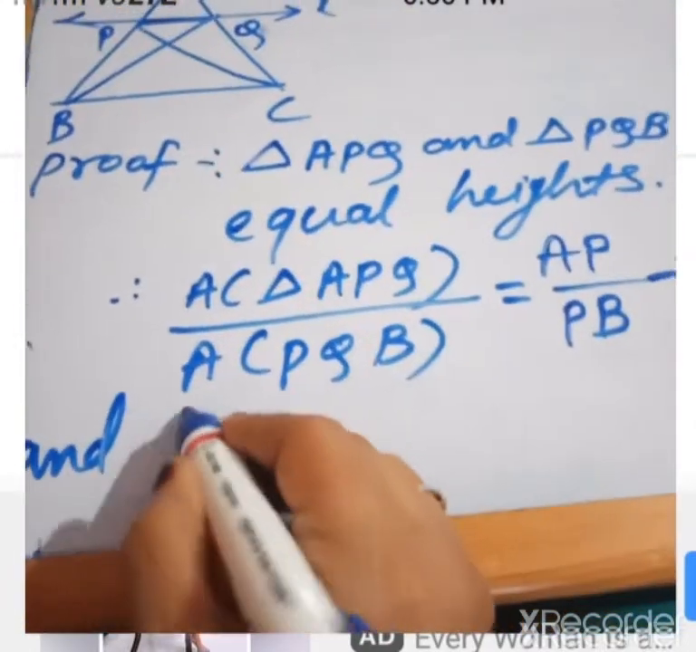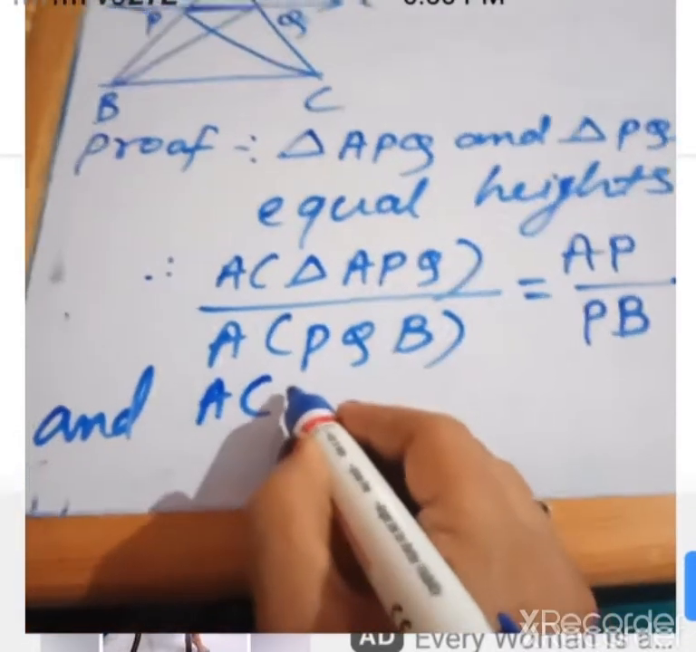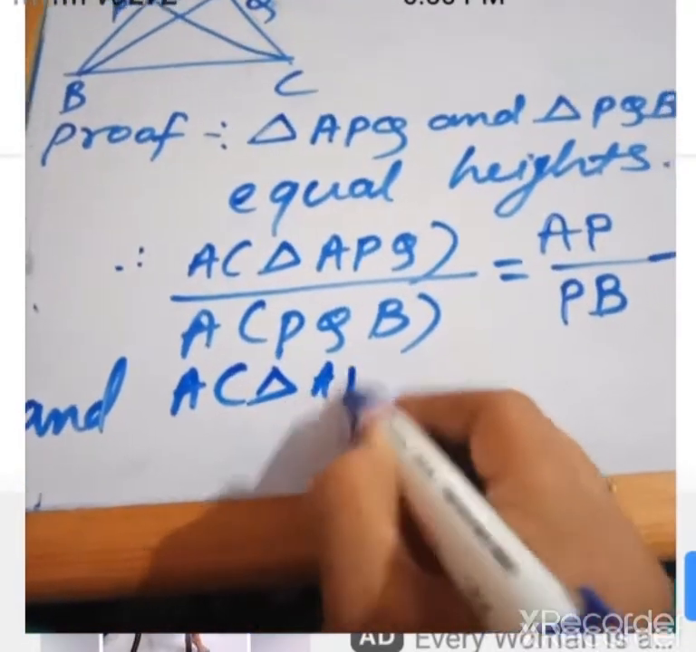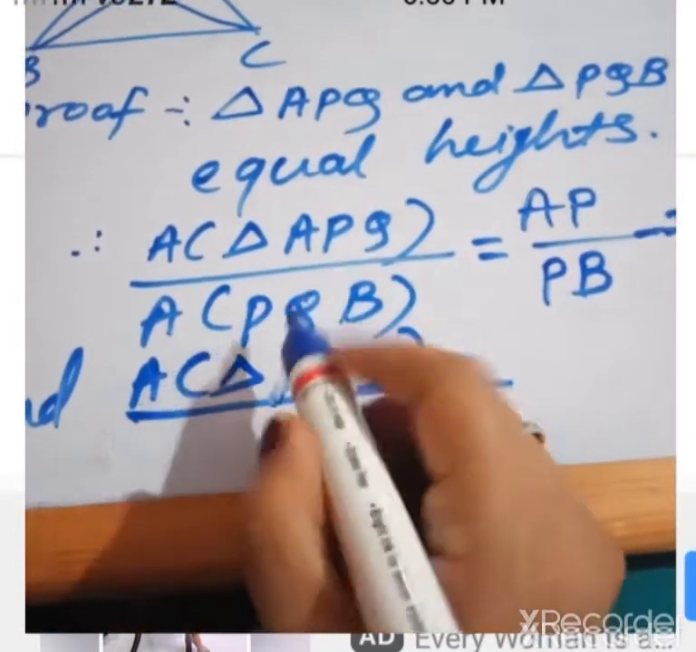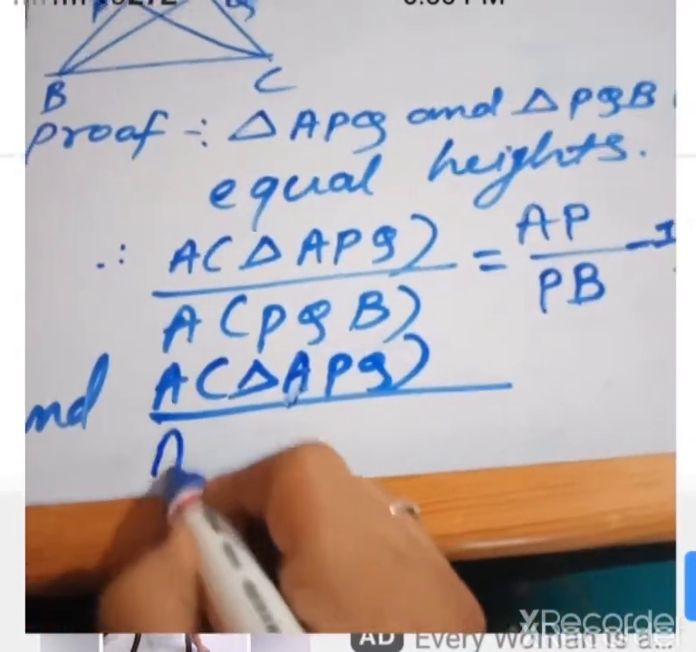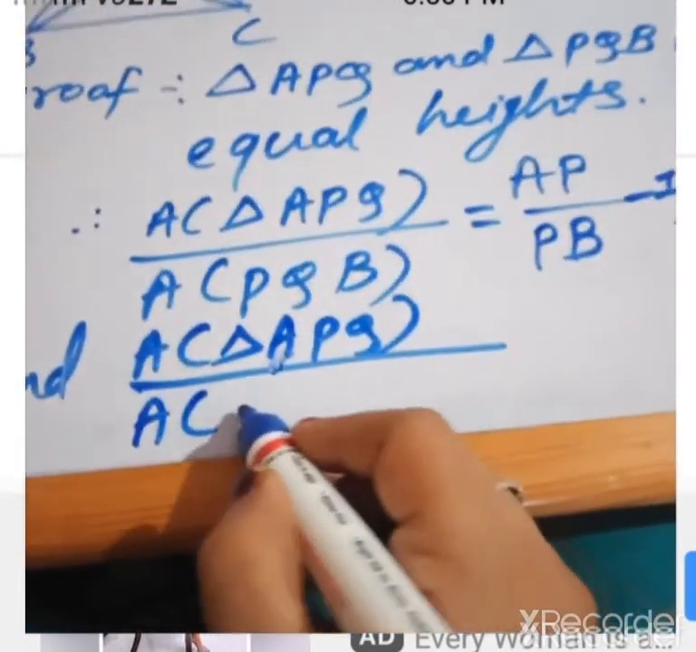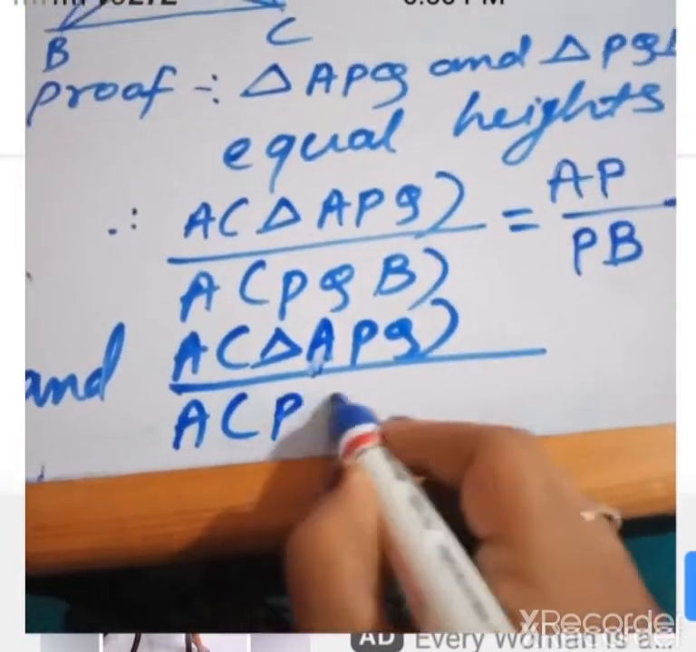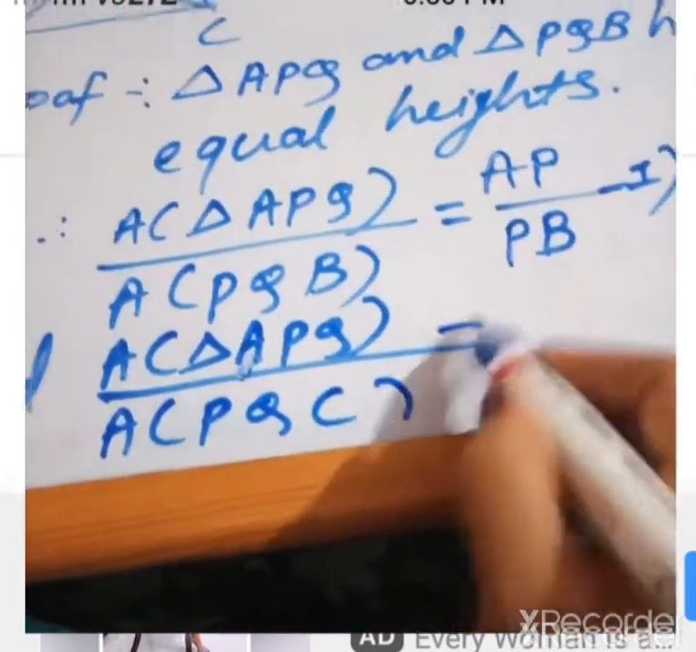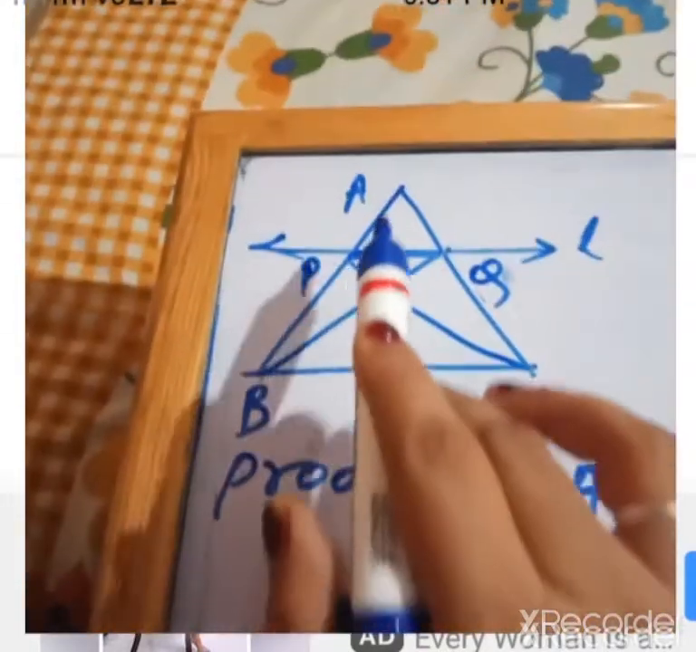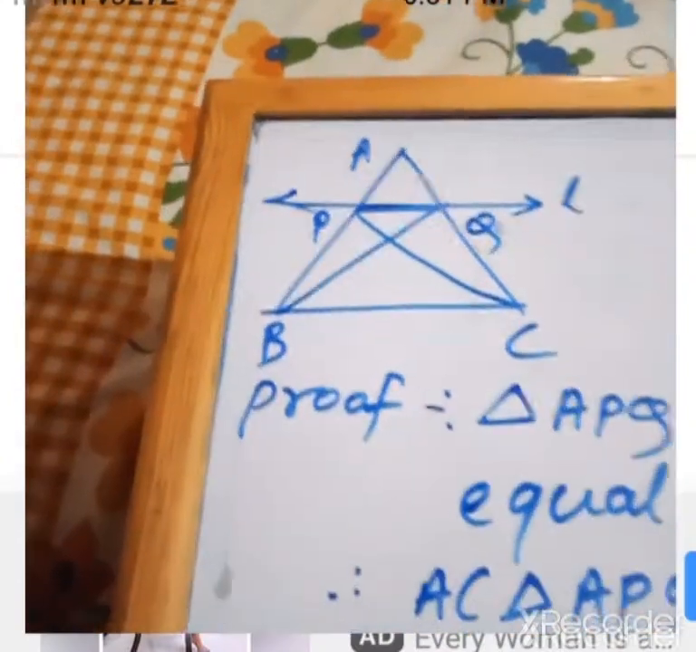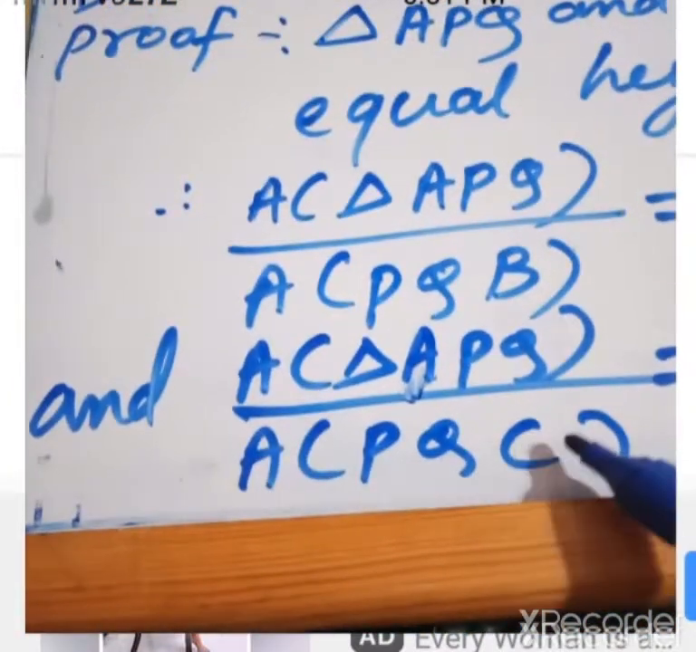Then take again two triangles. Area of triangle, the same triangle APQ, and area of triangle APQ and area of the second one, PQC, is equal to. Observe this triangle APQ, and the next triangle PQC.